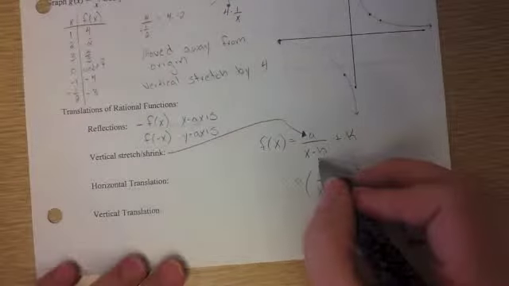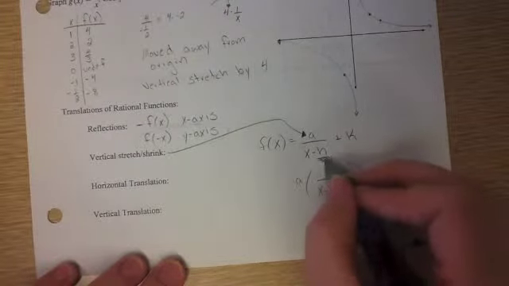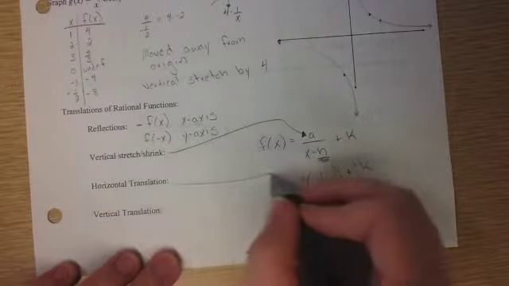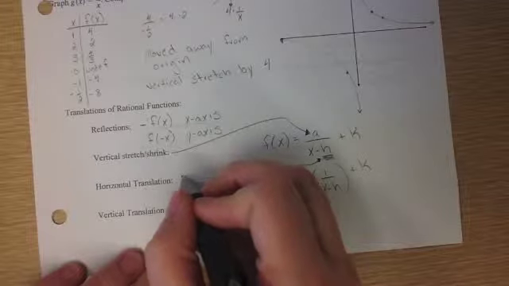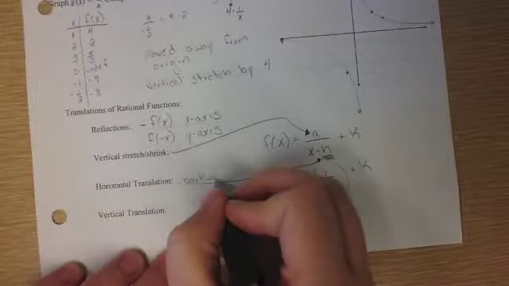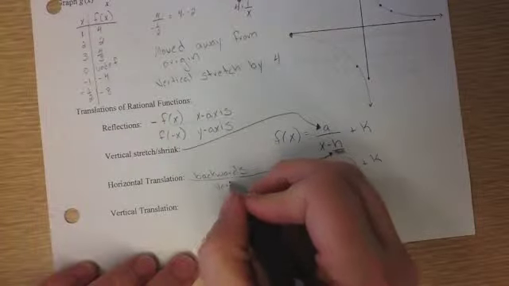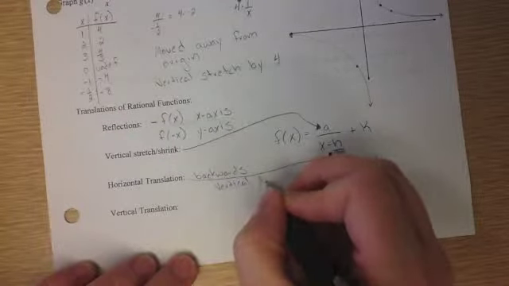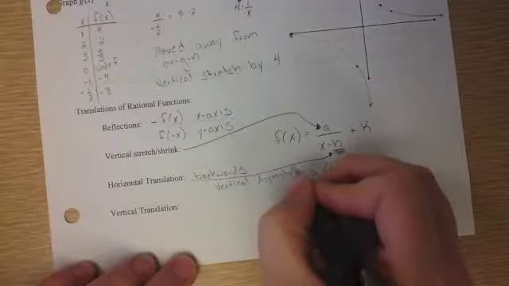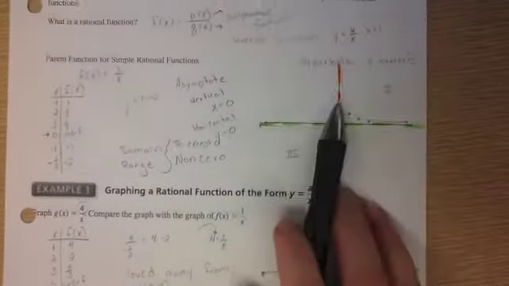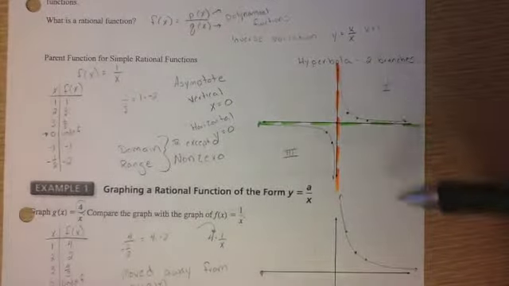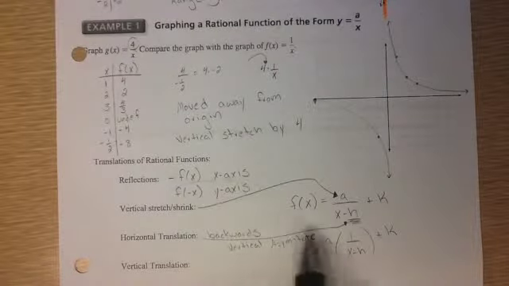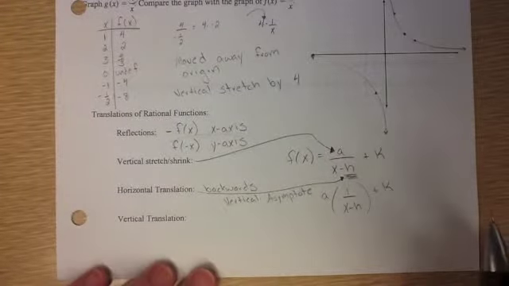And this minus h, again, is inside the function, so that's going to be our horizontal translation, and again, it works backwards from how we think it would. So that also affects the asymptote. That affects that vertical asymptote. Because if I take this function here and I shift it to the right, the vertical asymptote is also shifted to the right. So you have to take that into consideration when writing your asymptote.